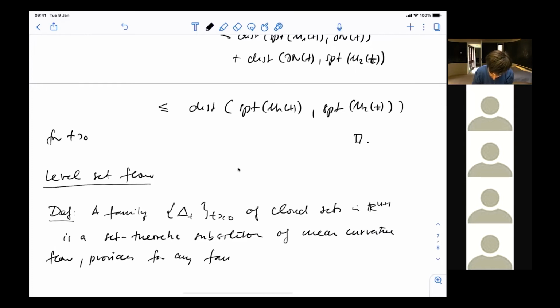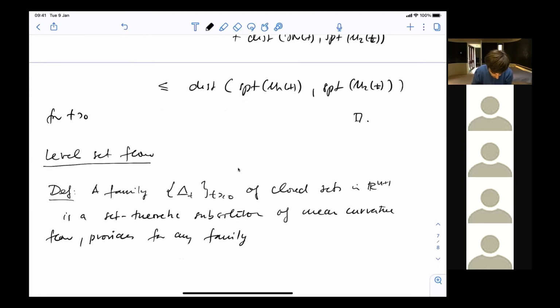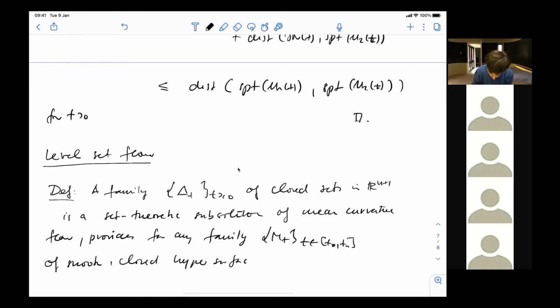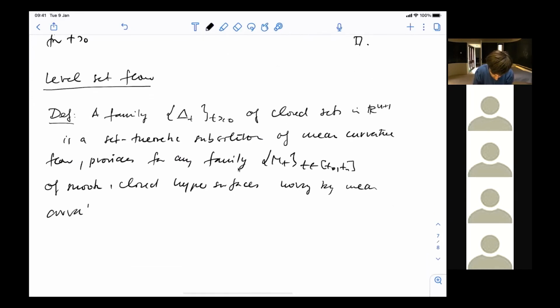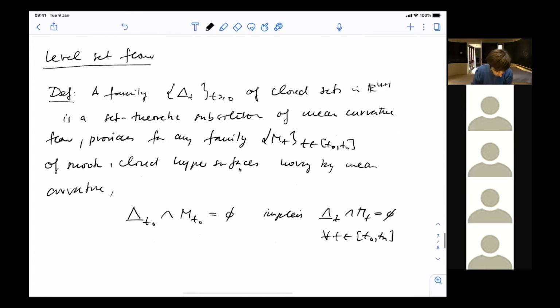For any family, so we want to have that it avoids any smooth solution, any family Mt, t in [t0, t1], of smooth closed hypersurfaces moving by mean curvature. If they're initially disjoint, we want the barriers, the smooth surface, to always be compact, so there's the compactness. This implies that they are disjoint in the future.